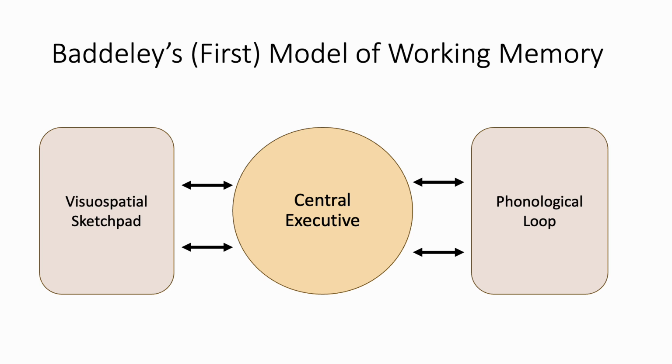Imagine that your brain is like a computer. When you're working on a task, you need space to keep all of the information that you're processing. On your computer, that's RAM. For us, it's working memory. Based on that, let's talk about the components of Baddeley's original model.